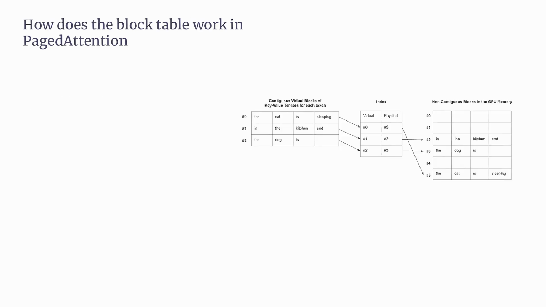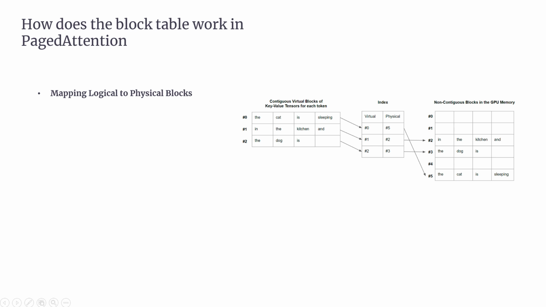Now let's take a closer look at the block table in paged attention and understand how it plays a key role in managing memory efficiently for large language models. The first, mapping logical to physical blocks.